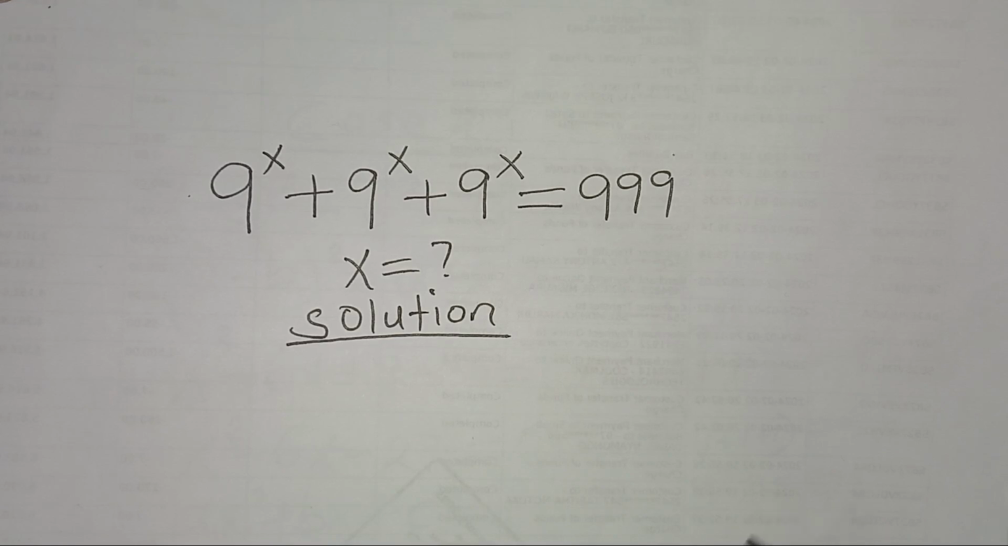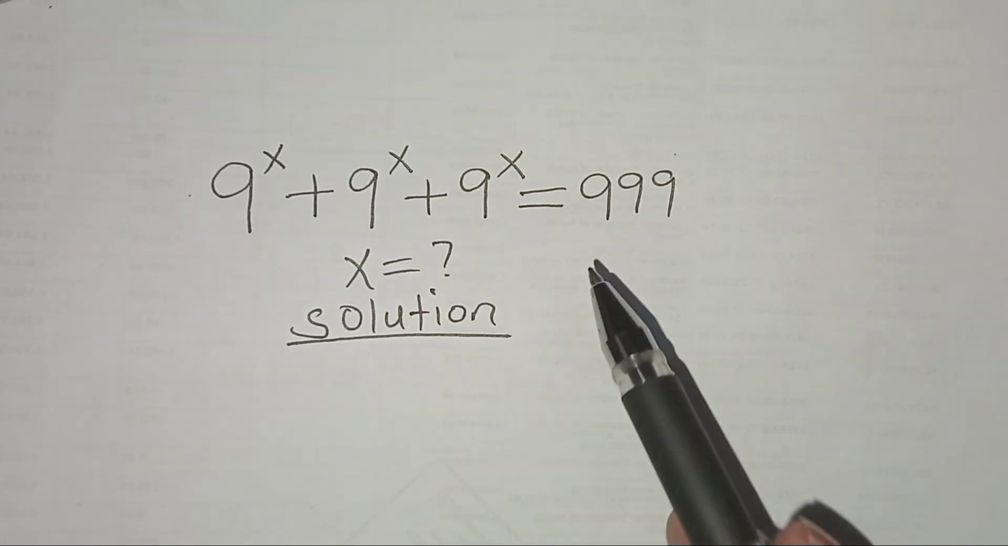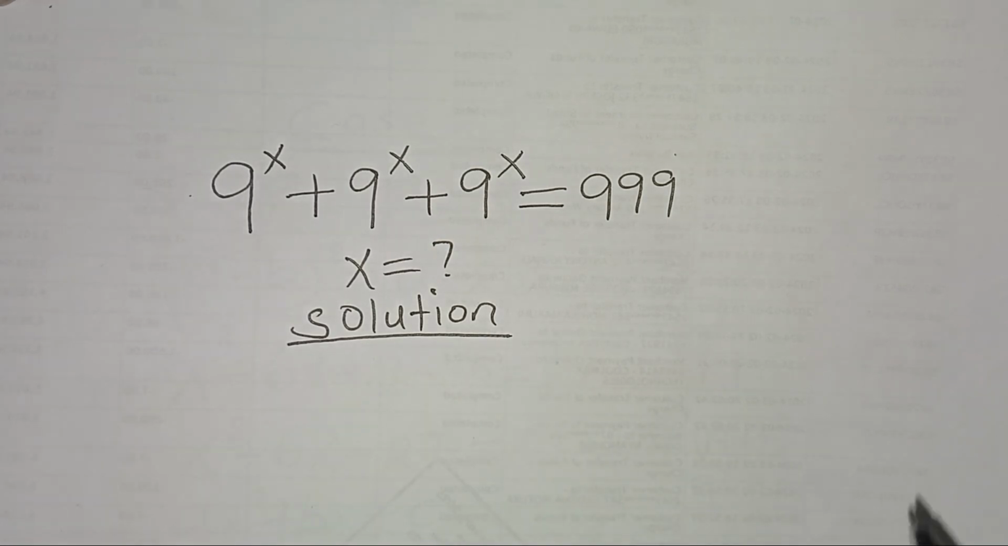Hello everyone, you are welcome to provide a solution given this nice exponential equation, which is 9 to the power x plus 9 to the power x plus 9 to the power x. This is equal to 999. So what is the value of x?